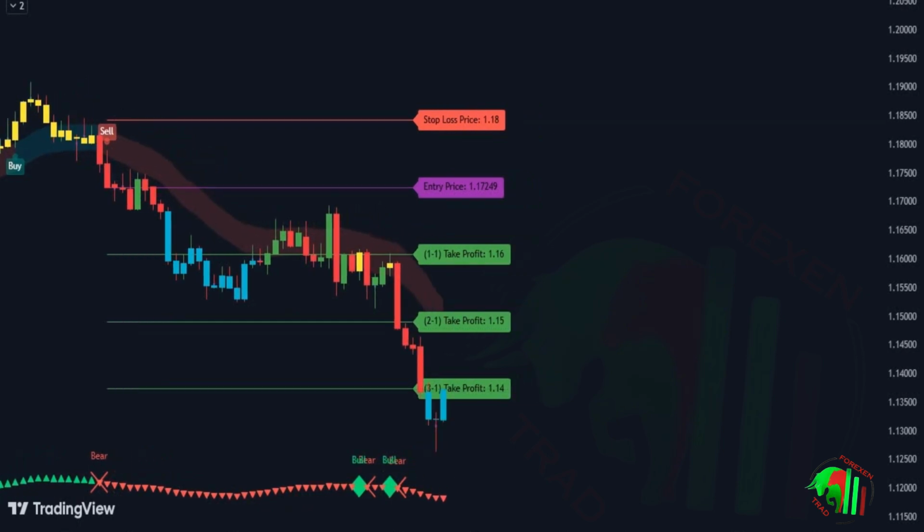Remember, trading is all about precision and timing. By using these indicators together, you put yourself in the best position to make smart, confident decisions. Don't just watch the markets. Take charge and trade with clarity. Now it's your turn to put this strategy into action, and may your next trade be your best one yet.